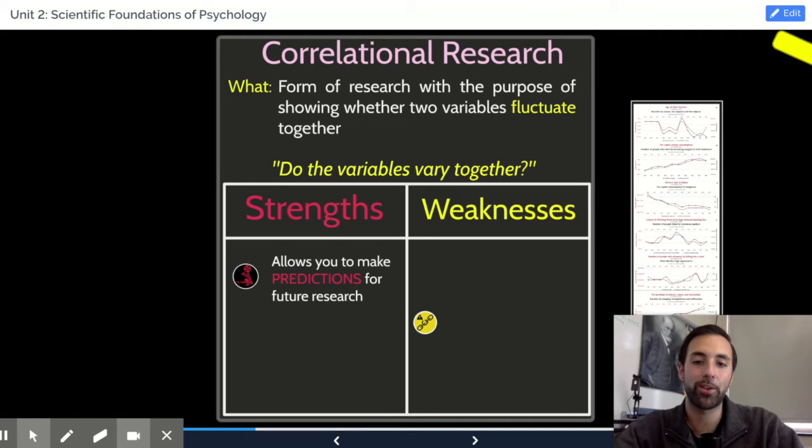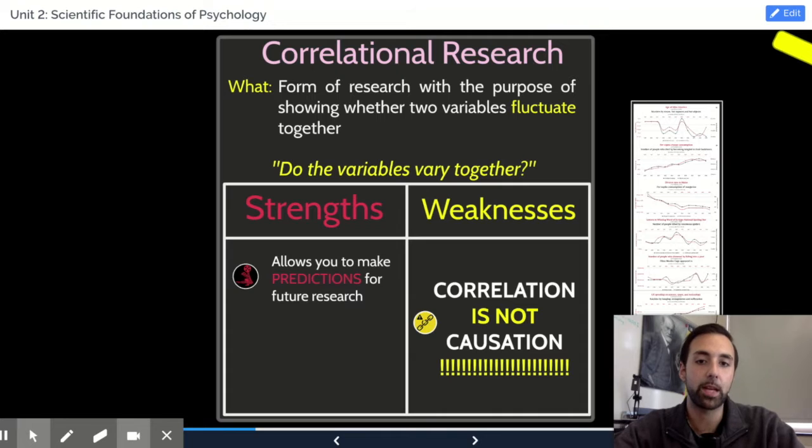We're just trying to make predictions for future research because it's often the case that you find some type of unique correlation while conducting this type of research that can then inspire and lead you to conduct an actual experiment, something we'll be talking about in the next essential task.